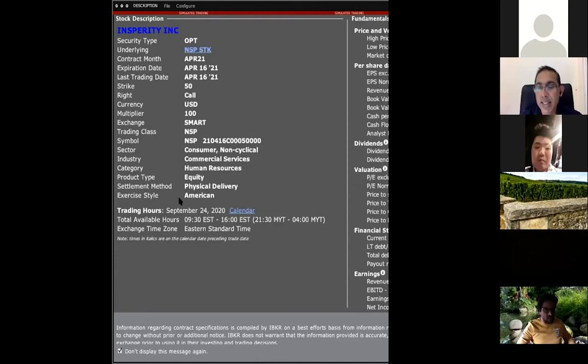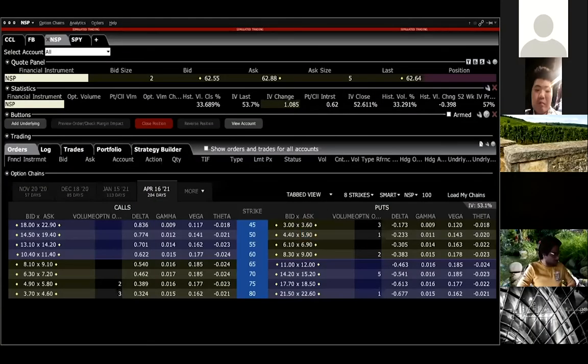And exercise style is American. You remember I mentioned that American means it can be exercised by the owner of these put options on or before the expiry date. If it said European, then that would mean that it can only be exercised on the expiry date. So that is what European would mean.